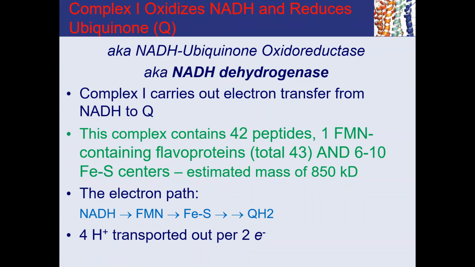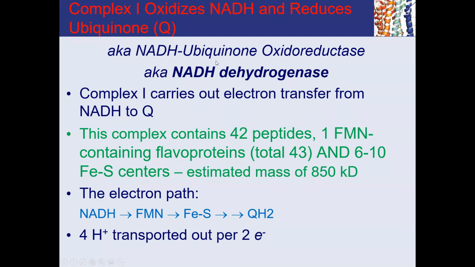NADH dehydrogenase is also known as NADH ubiquinone oxidoreductase. If you see the name NADH ubiquinone oxidoreductase, you know that likely this enzyme will be taking electrons from NADH and transferring that to the fat-soluble coenzyme ubiquinone. Yeah, that's exactly what it does.